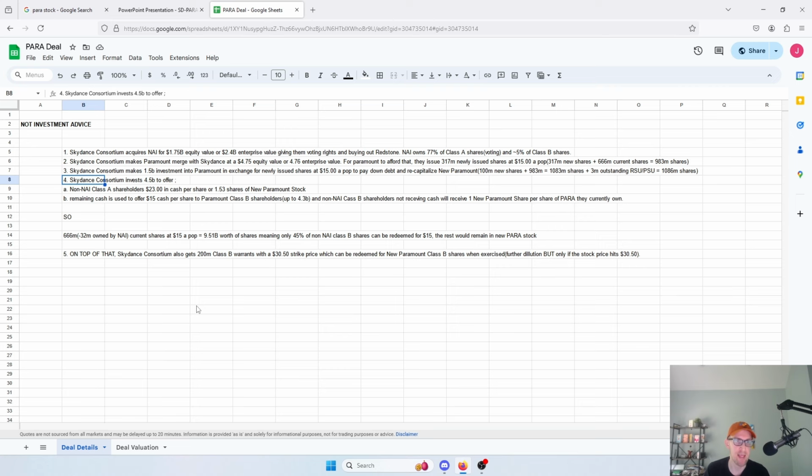On top of that, Skydance Consortium also gets 200 million Class B warrants with a $30.50 strike price, which can be redeemed for New Paramount Class B shares when exercised. That's another 200 million in potential dilution in the future, but again, only if the stock price is $30.50. So if it does hit $30.50 and you bought today at $11, you're probably happy.